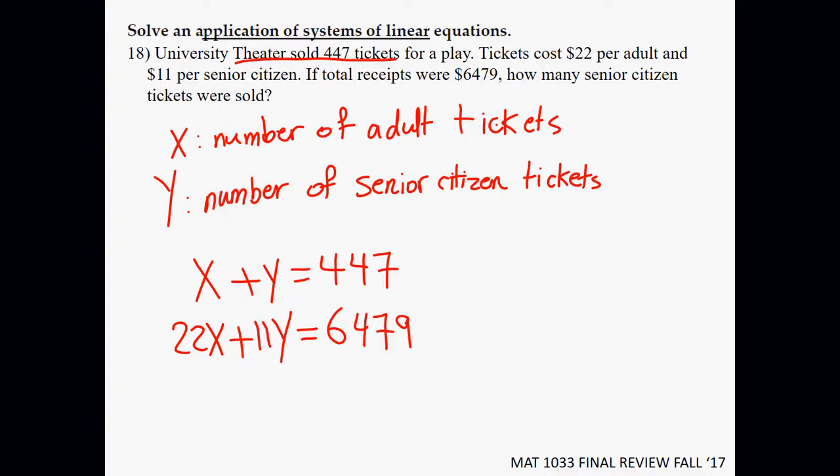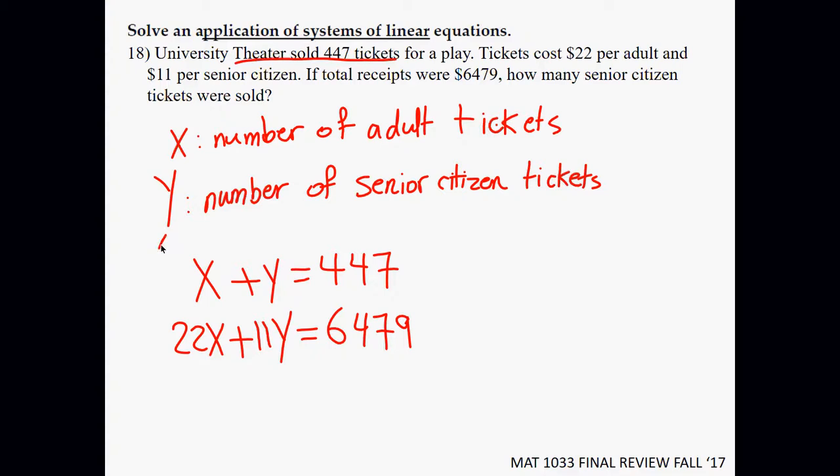Now they're asking for how many senior citizen tickets. That means they're asking for y, not x. The methods we learned to solve a system of equations are graphing, elimination, or substitution. You can choose any one you're comfortable with. I will use elimination. Since I need y, I must eliminate x. If you decide to eliminate y, that is fine, but at the end you have to find x and y.